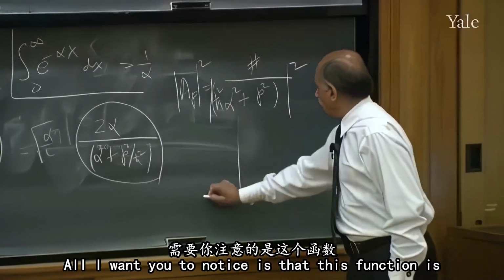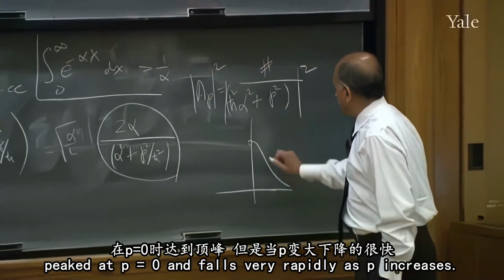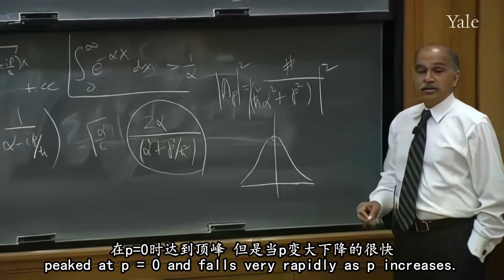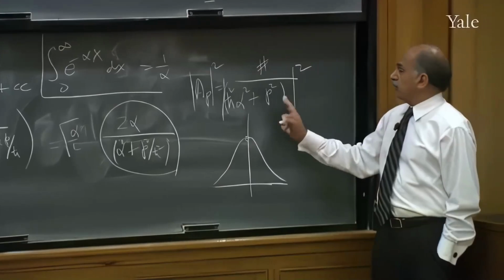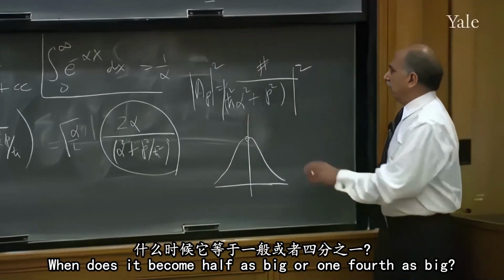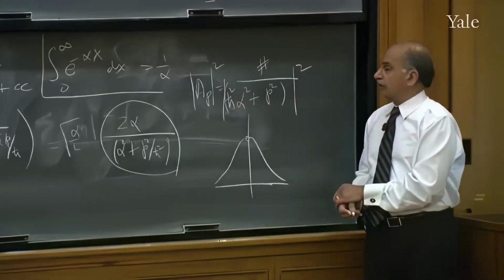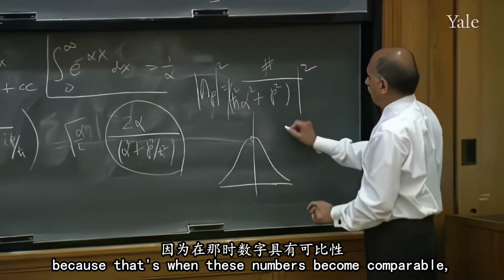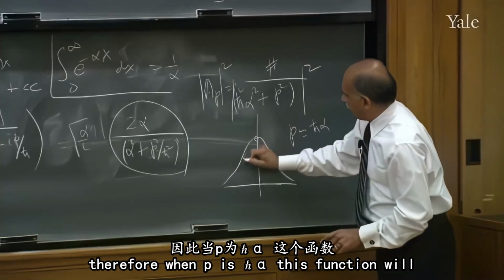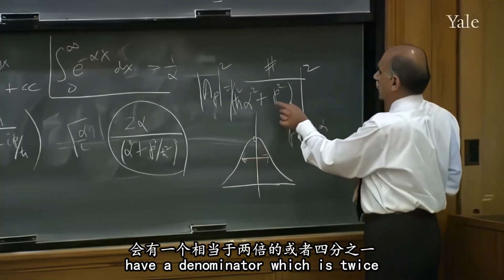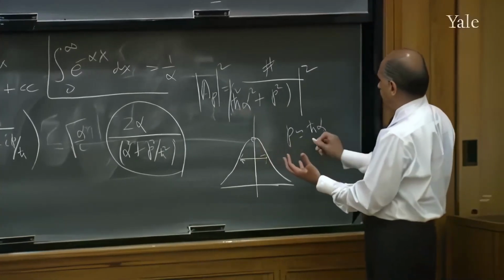All I want you to notice is that this function is peaked at p equal to 0 and falls very rapidly as p increases. When p is 0, you get the biggest height. When does it become half as big or 1/4 as big? Roughly when p squared is equal to h bar squared alpha squared, because that's when these numbers become comparable. Therefore, when p is of order h bar alpha, this function will have a denominator which is twice what it had here, or maybe 1/4. I'm not worried about factors like 1 and 2.